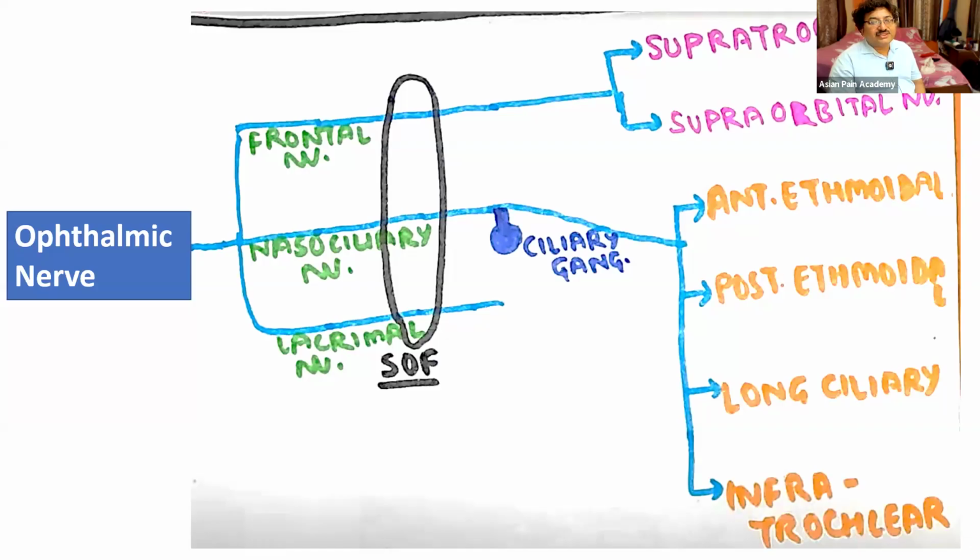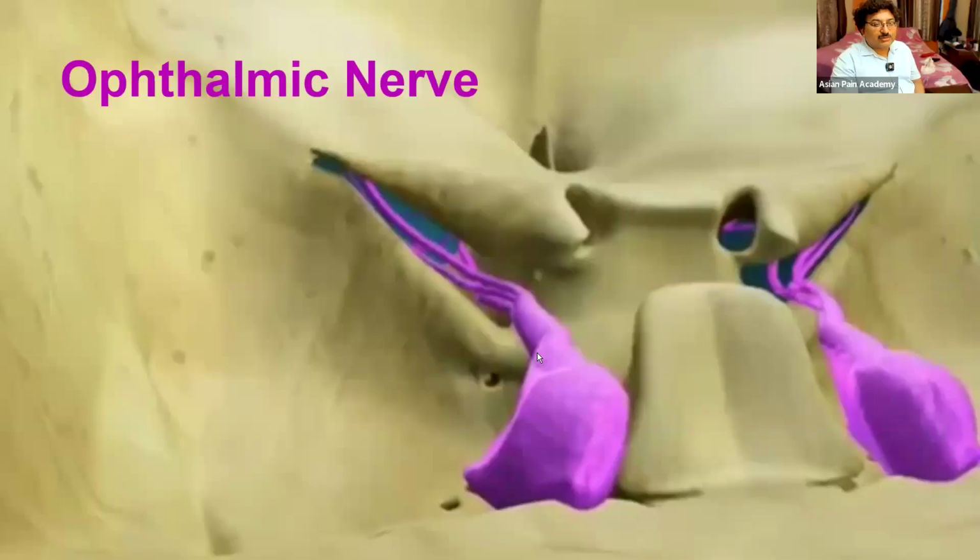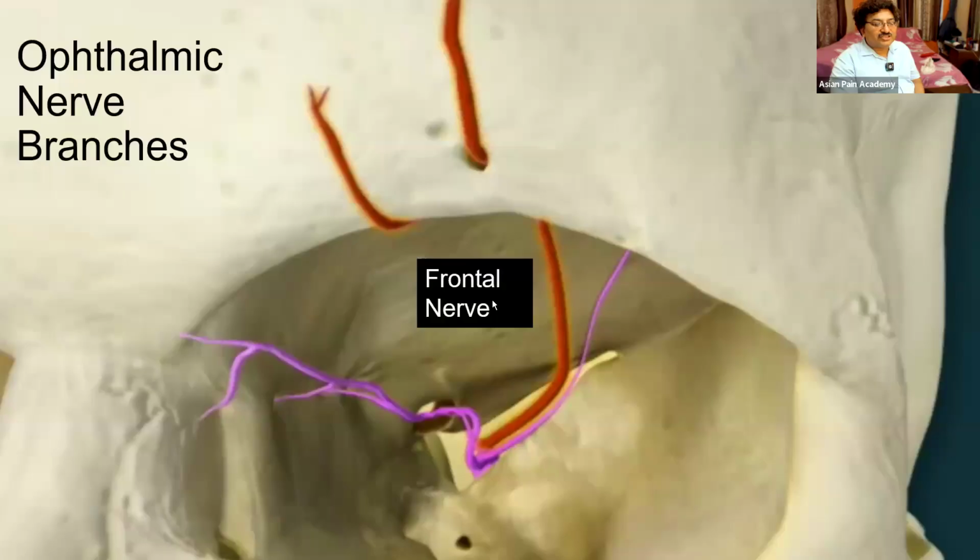Whereas the nasociliary division gives branches to the anterior ethmoidal, posterior ethmoidal, long ciliary and the infratrochlear branches. And there is another branch which is supplied to the lacrimal gland, which is known as the lacrimal nerve. So this is how the ophthalmic division goes. Before entering the superior orbital fissure, it has already divided into three of its branches.